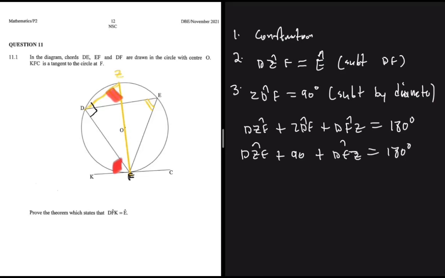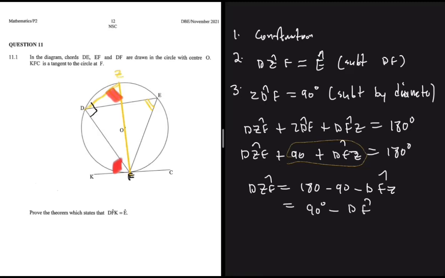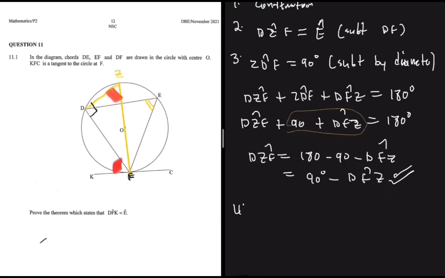So if we take this expression to the right hand side, we're gonna get angle DZF is equals to 180 minus 90 minus DFZ. So DZF will just be equals to 90 degrees minus DFZ. So that's it. We have determined DZF, and it is equals to 90 minus DFZ. Now we are just left with proving that angle DFK is also equals to 90 minus DFZ, and we are gonna be done.